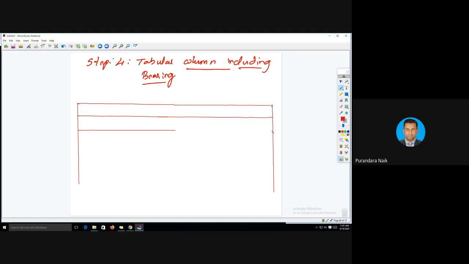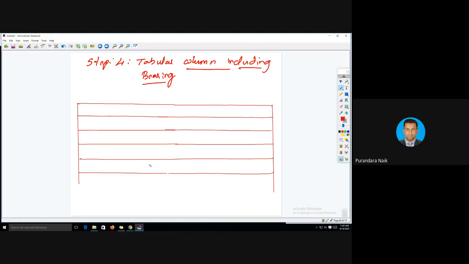1, 2, 3, 4, 5. So how many columns? 6 columns, because we have taken a reaction force and all the forces are rotating in different planes. Dynamic balance or dynamic force we need to find out. Dynamic force means we need to consider the couple. So the first one is the plane.